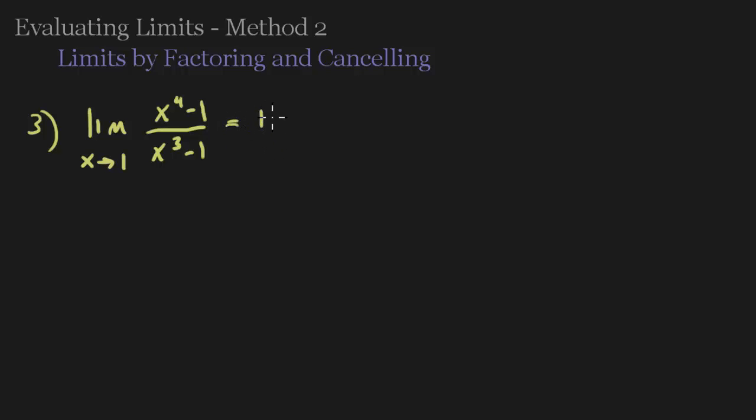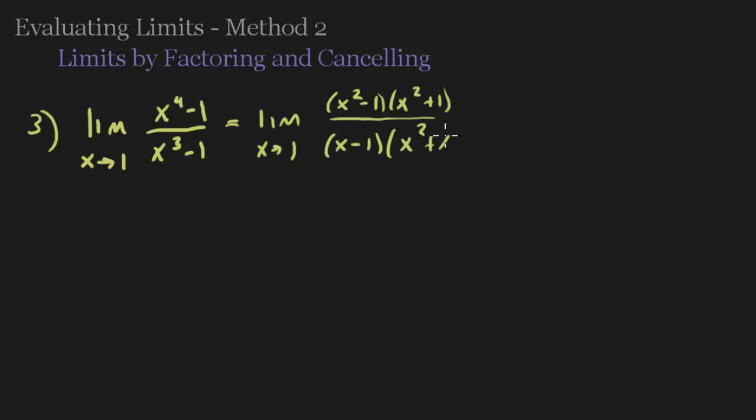Now the top is a 4th power, but it is a difference of squares. It factors as x squared minus 1 and x squared plus 1. On the bottom is a difference of cubes, which factors to x minus 1, and then x squared plus x plus 1. So you're going to have to remember how to do all these factorings. Now, here's my problem on the bottom, right? I'm getting 0 on the bottom, and it's because of this. When I plug in 1, I'm going to get 0.